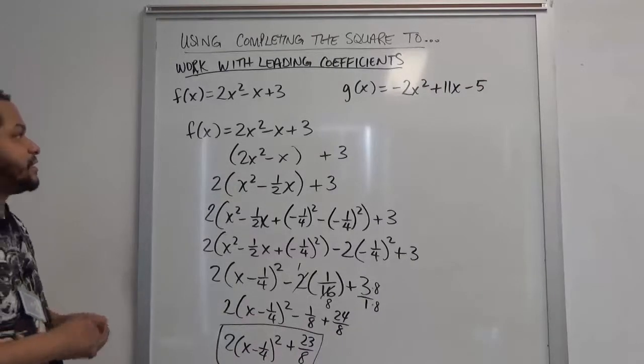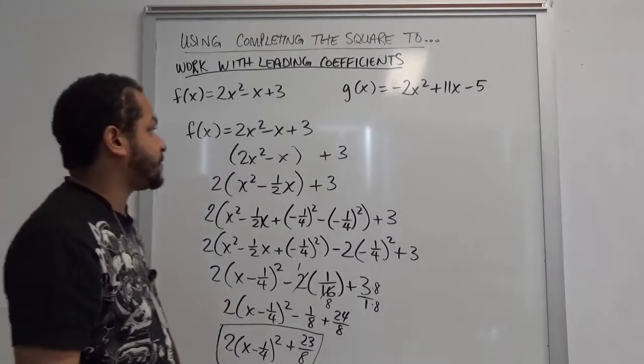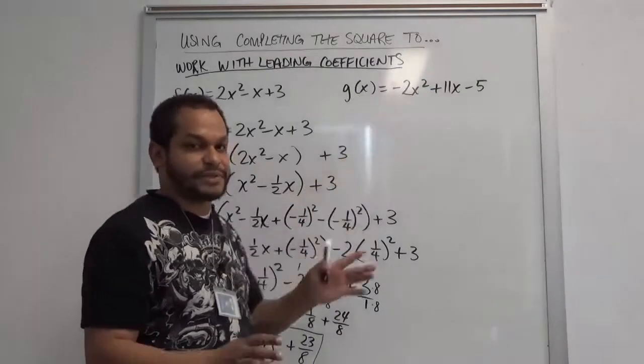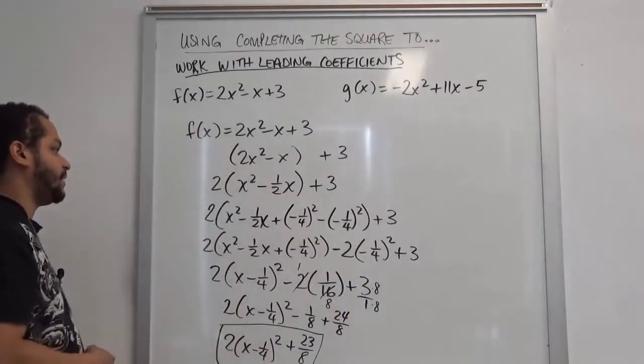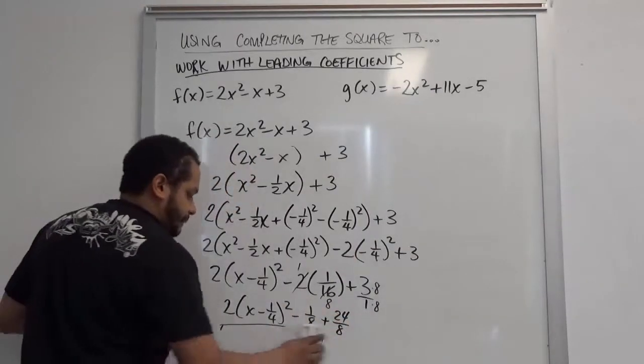Now let's work out our g of x, right? And in this case, instead of having a positive coefficient, we notice we have a negative one. So it's a bit trickier, but it's not so complicated. Everything pretty much runs the same. Let's take a look at the work.